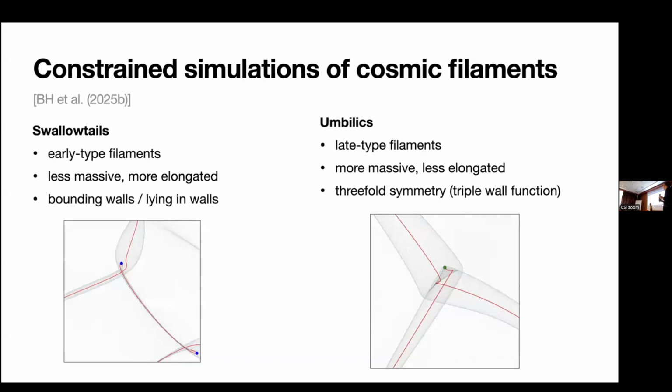In the coming months, we repeat this analysis primarily for the cosmic filaments. I've already mentioned that we have two types of these, the swallowtails and the umbilicus. The swallowtail filaments are the early type filaments, which are less massive, more elongated, and they're typically found bounding cosmic walls or interspersing cosmic walls. Whereas the umbilicus, they form at late times, they are more massive, less elongated, but they are very, very special objects because they have a beautiful threefold symmetry of 3 incoming walls.